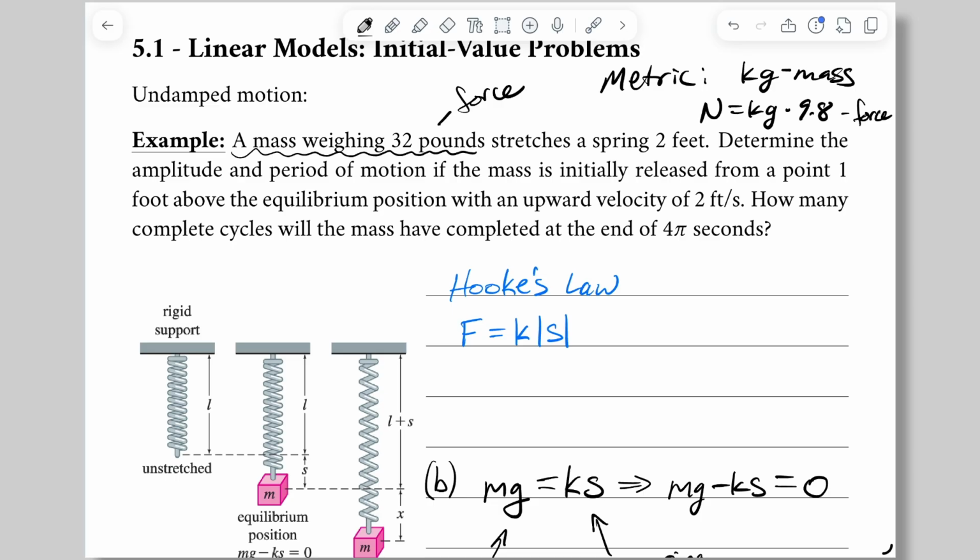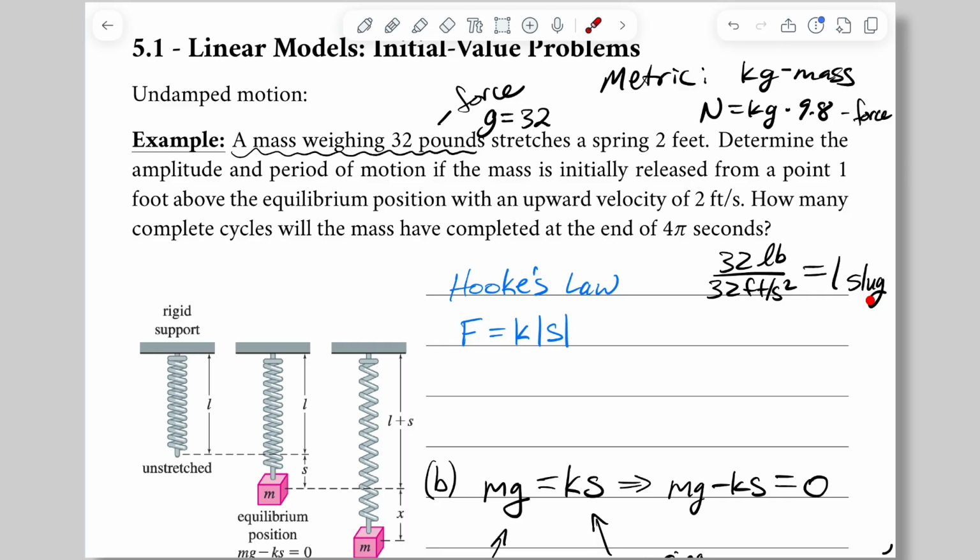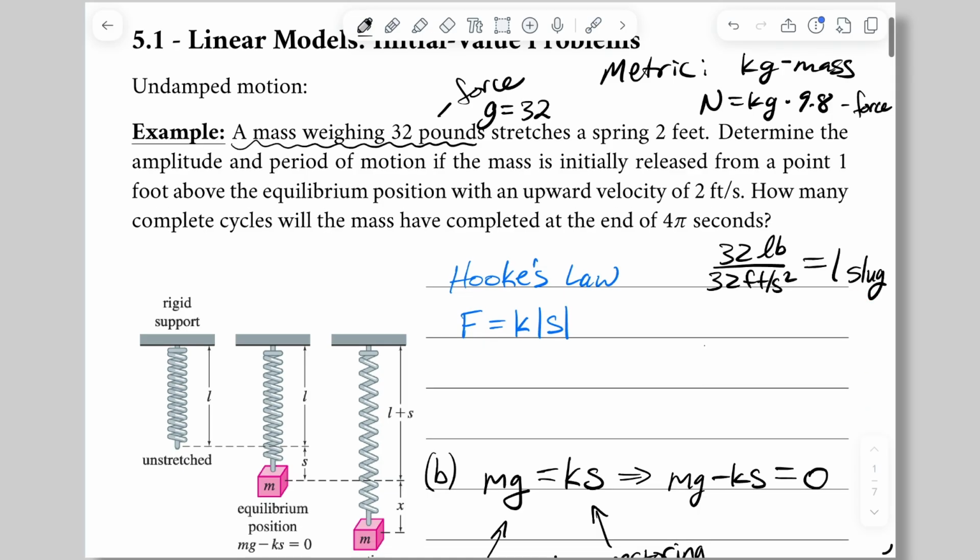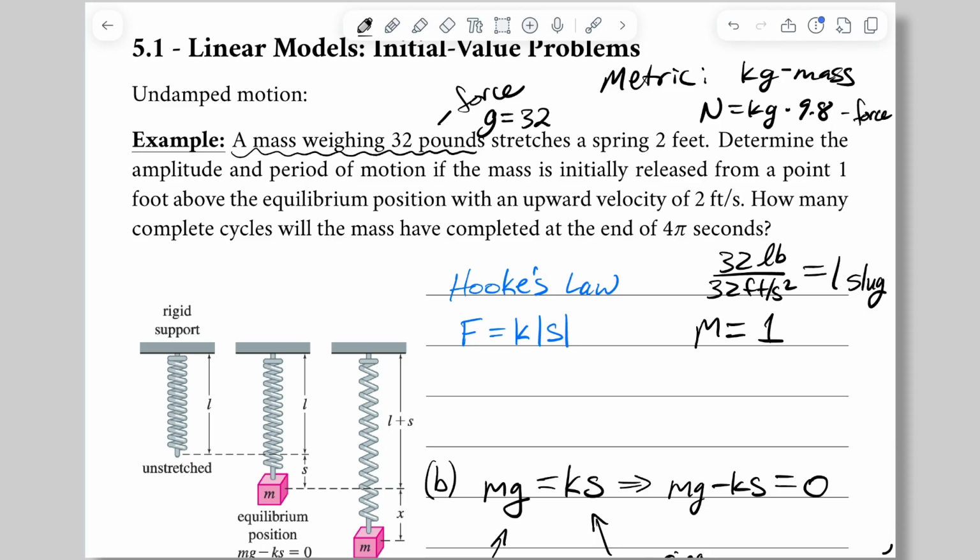And again, mass times acceleration. Acceleration due to gravity in the foot-pound system is 32 feet per second squared. I'm not writing the units. And so the mass, we end up dividing, right? So 32 pounds divided by 32 feet per second squared is going to be 1. What are the units? Slug. Okay, so units of mass in the system that we use mostly in the United States is slugs. What we get from this, m is equal to 1.